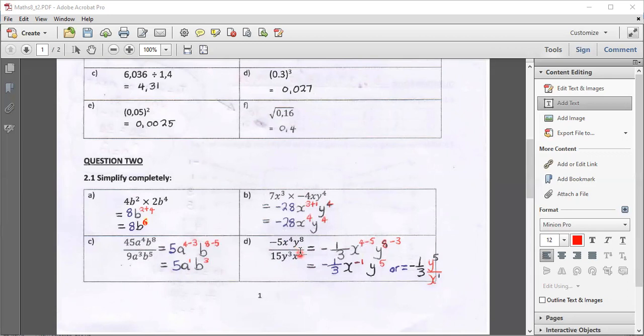So it's 4 minus 5, which is negative 1. And this is 8 minus 3, which is 5. So this is your answer. Now you can also have your answer in positive form for your exponent. If you have the positive form of your answer, it will be y5 over x1. So both these answers are acceptable.